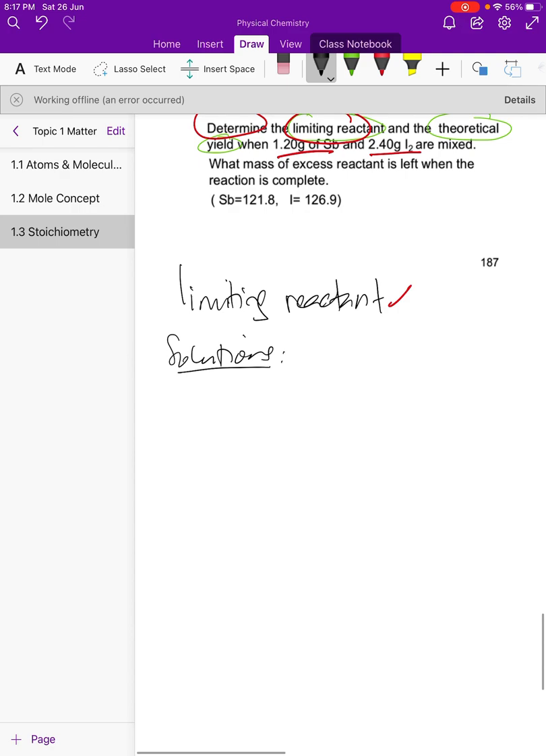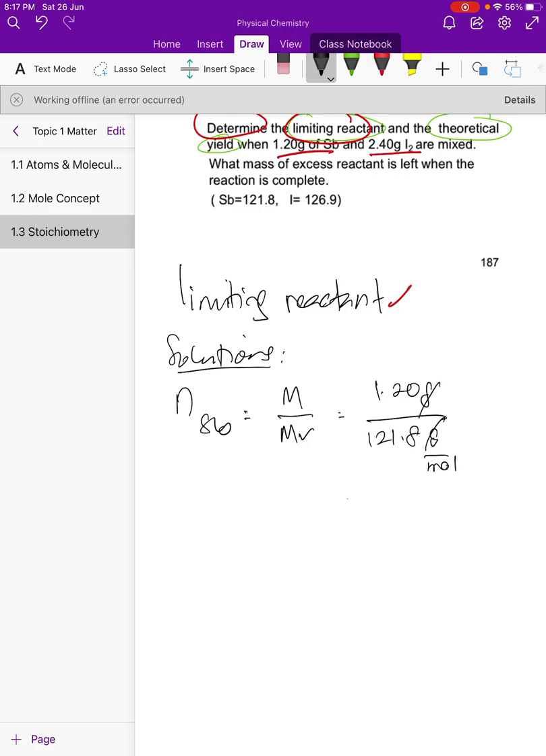Step number 1, we have to determine the mole of Sb or antimony. That is mass divided by molar mass. Mass is 1.20 gram. Molar mass is 121.8 gram per mole. Cancel the gram. So what is the value we get here? 1.20 divided by 121.8, that is 9.85 times 10 to power minus 3 mole.